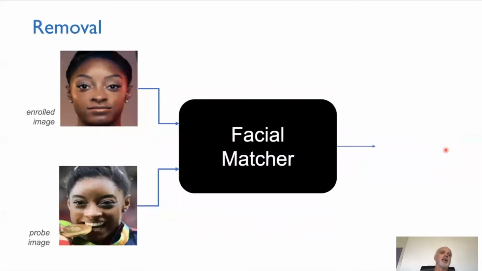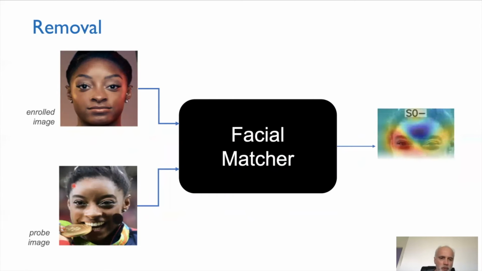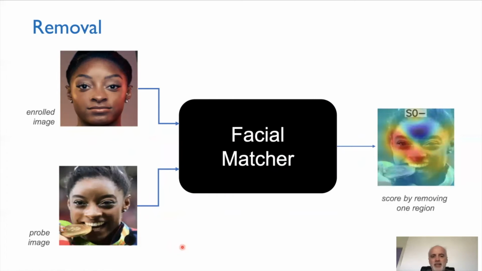So here, in one of our approaches, we start by removing one part. This is our perturbation, and we remove each part using a sliding window method, and we compute the difference of the original score with the new score that is perturbed. We can see that the difference here is very important. That means that these are the most relevant parts for this facial matcher.